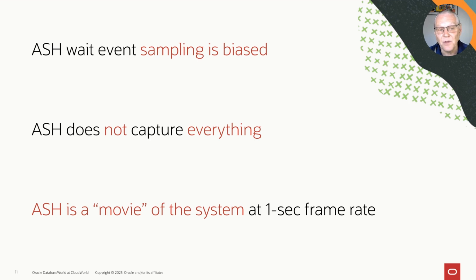Another thing that's a bit subtle but important is that ASH event timing is biased, right? So the longer a wait event takes, the more likely it'll be sampled by ASH. When sessions are in a wait event, ASH will sample those because they're considered active. And so, the sampler executes every second, but if a wait event takes 2 seconds, then it's almost certainly going to be sampled twice and definitely going to be sampled once.